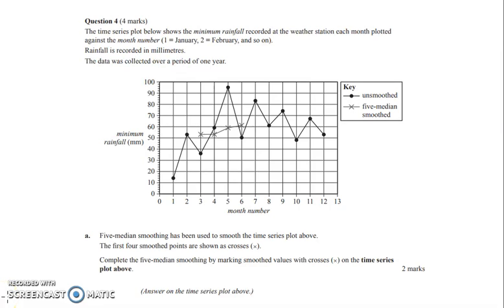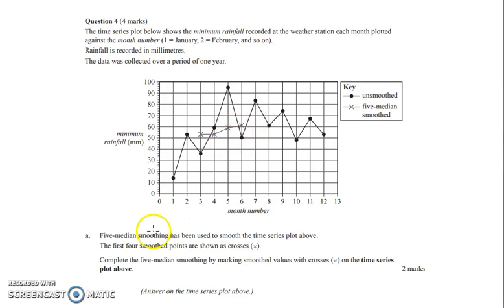Hi there, this question is from the 2016 exam 2 from the core section, and this is question 4a. The question is, a time series plot shows the minimum rainfall recorded, and that's been given here by this plot. A 5 median smoothing has been used to smooth the line out. First 4 points have been given. Complete the 5 median smoothing line by marking the smooth values with an X on the time series above.